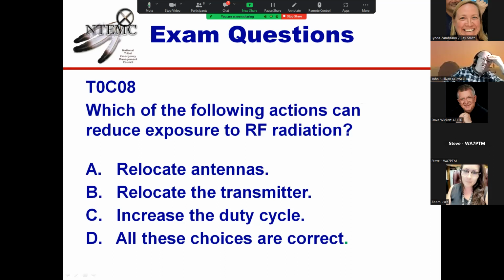Could you increase the duty cycle? Would that help? Well, remember, an increase in duty cycle means more transmission time. So 100% duty cycle is transmitting all the time. 50% duty cycle is half the time. So increasing the duty cycle would only increase the radiation. So that can't be right. So the only right answer is A, relocate the antennas.